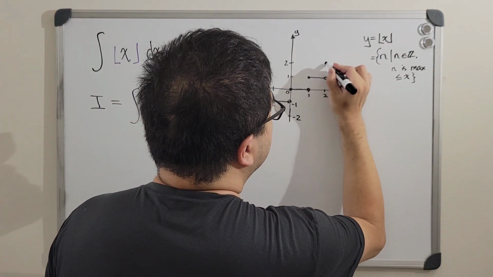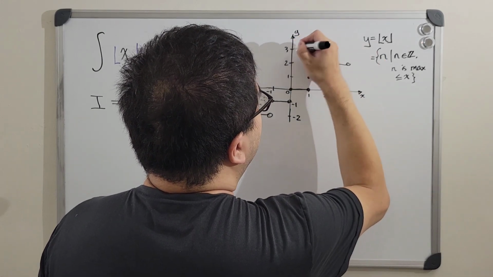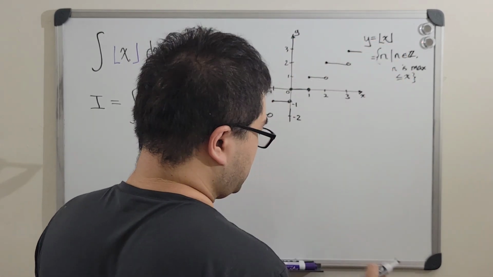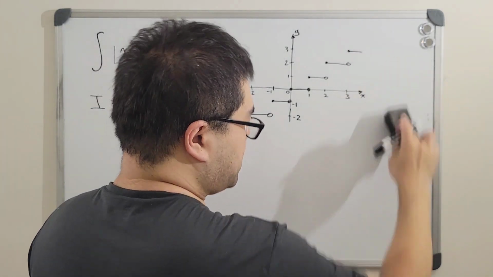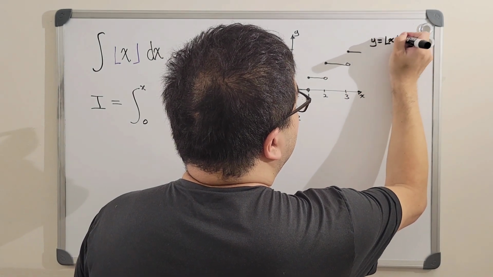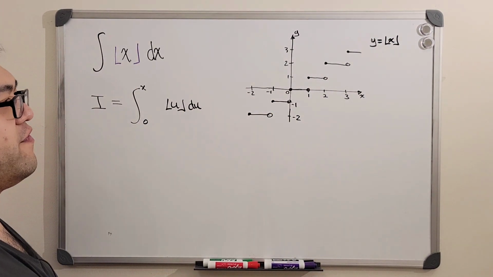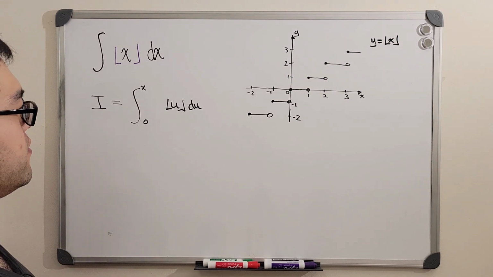Let's say here is from 2 to 3, and then from 3 to 4 will be something like this. All right, so here is the graph of the function y equals the floor of x. Then what can we actually do now?